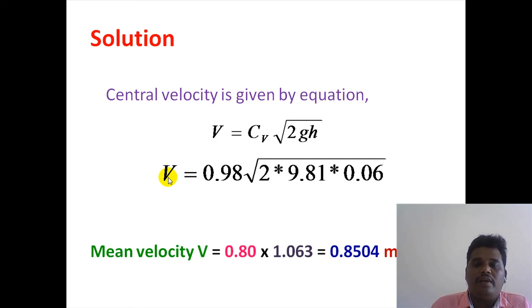Mean velocity is 0.8 times central velocity. We get 0.5804 meter per second.